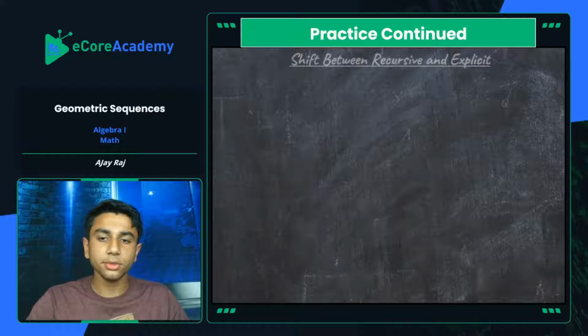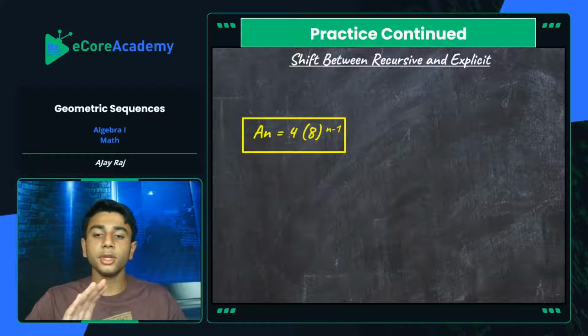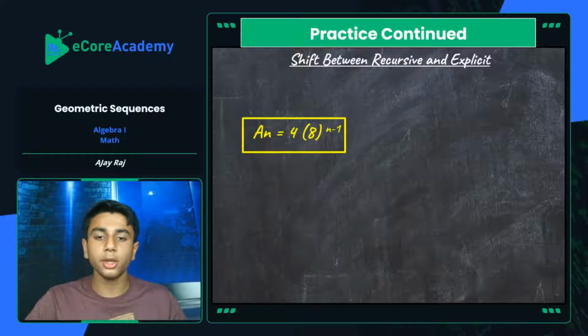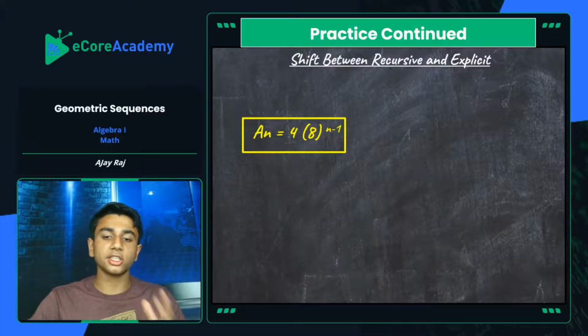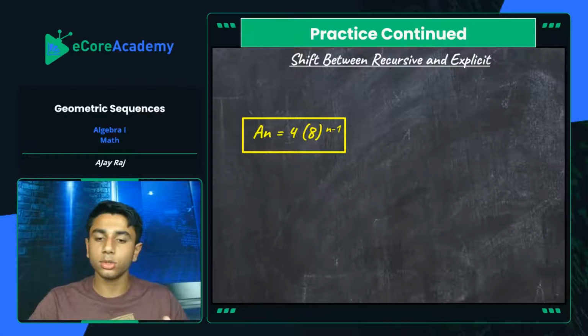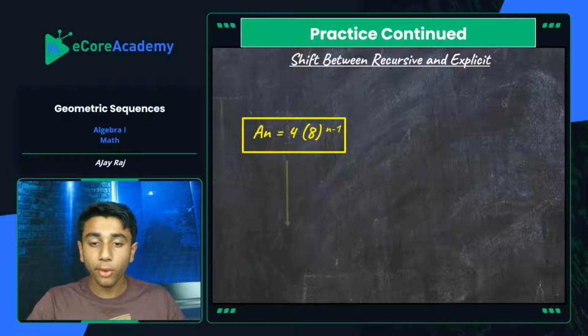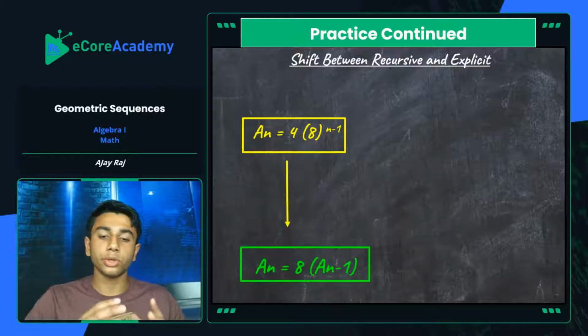So practice continued. Now we're going to shift between the recursive and explicit formulas to end the video. Essentially we're going to transfer between the recursive formula, whatever's written in recursive, with the information given. We're going to switch between the explicit and backwards. So we're given an explicit formula here: a of n equals 4 times 8 to the n minus 1 power. We're going to change that to the recursive format.